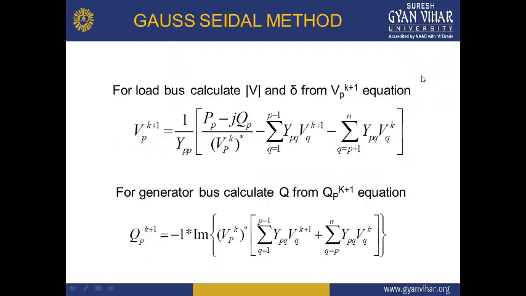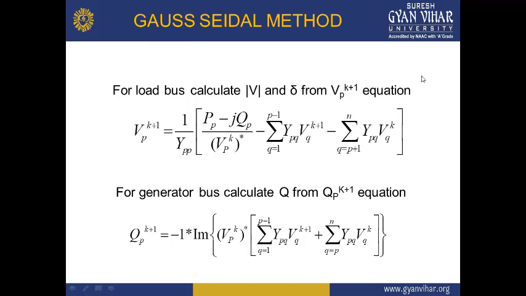Next is the Gauss-Seidel method, which we have seen in the previous lecture, how the Gauss-Seidel method has been implemented, how the voltages are being calculated and updated at each iteration. Now, this is the equation which has been derived in the previous lectures for the Gauss-Seidel, for calculation of the voltage and delta. Now this Vp (k+1) is equal to 1 upon Ypp multiplied by Pp minus jQp, where Pp and Qp are the real and reactive power at the Pth bus.